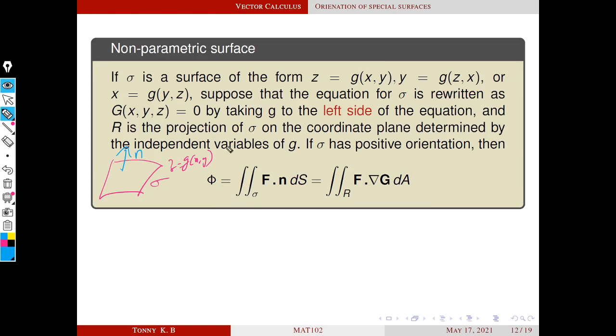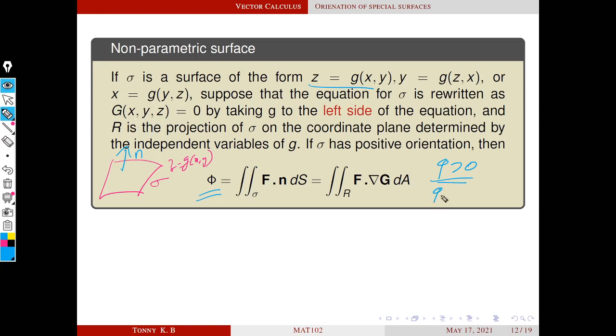Also, the interpretation of phi is important. Suppose our surface is z equal to g(x,y). Then we know that the upward direction is the positive orientation and downward is the negative orientation. We calculate this phi with respect to the positive orientation. So suppose we compute phi for a particular surface of this form, and phi is positive. Then what is the meaning? The meaning is the net flow is in the direction of n.